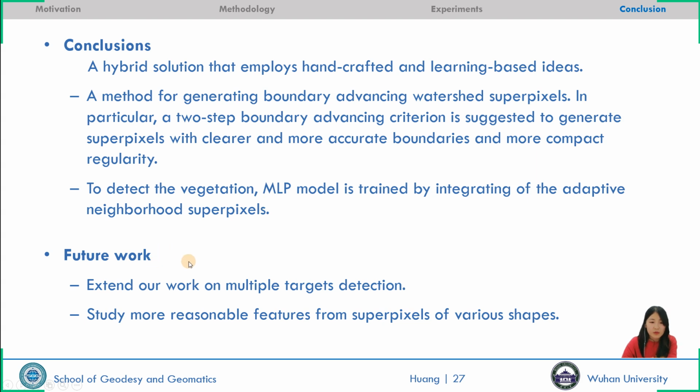In the future, we would like to extend our work to multiple target detection. Also, we would like to study more reasonable features from superpixels of various shapes.